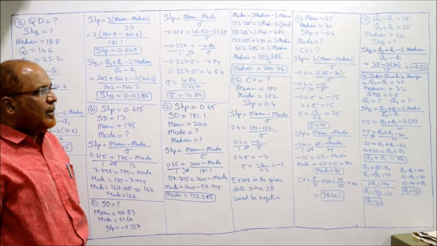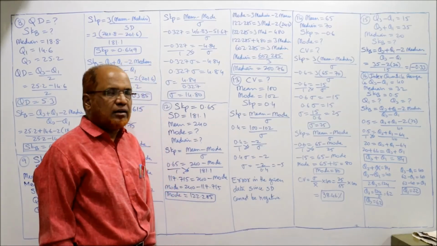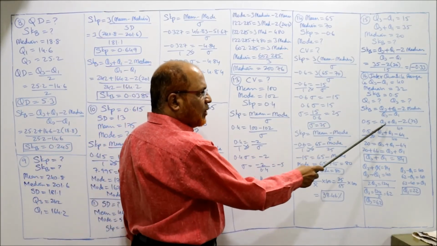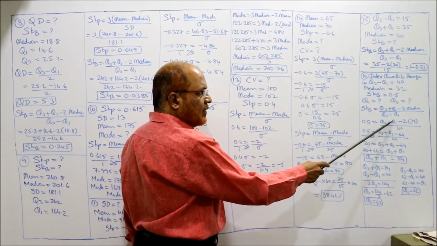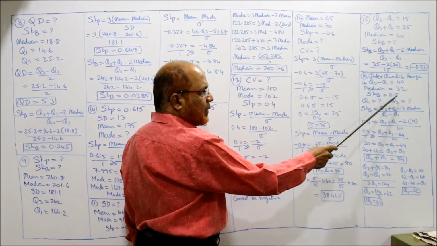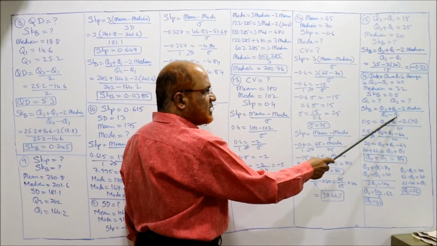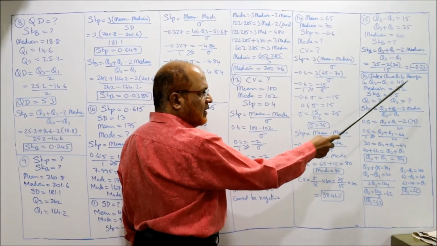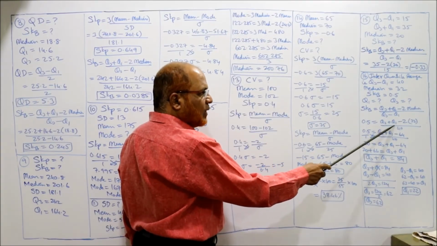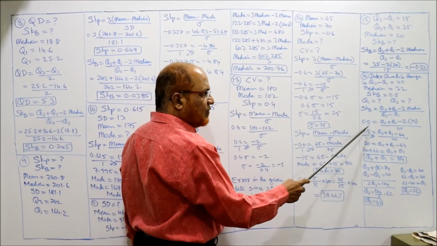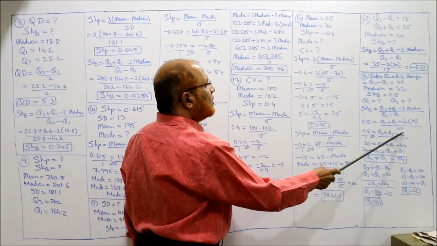So we know the formula of SKB. SKB is equal to Q3 plus Q1 minus 2 median divided by Q3 minus Q1. Now Q3 plus Q1 we don't have. SKB is given in the problem as 0.5. Minus 2 into median, median is given in the problem as 32. Divided by Q3 minus Q1, which is given in the problem as 40. So in place of Q3 minus Q1 we put 40. Q3 plus Q1 is what we have to find. 0.5 is equal to Q3 plus Q1 minus 2 into 32, which is 64, divided by 40.